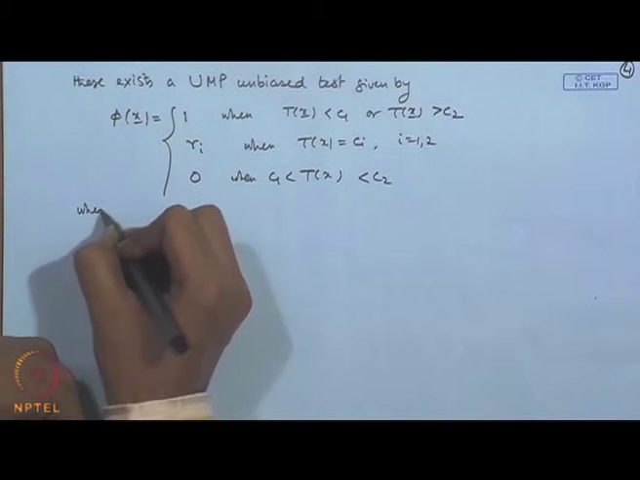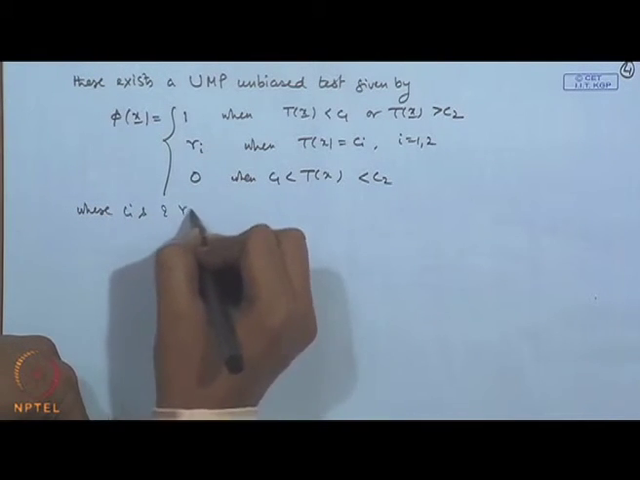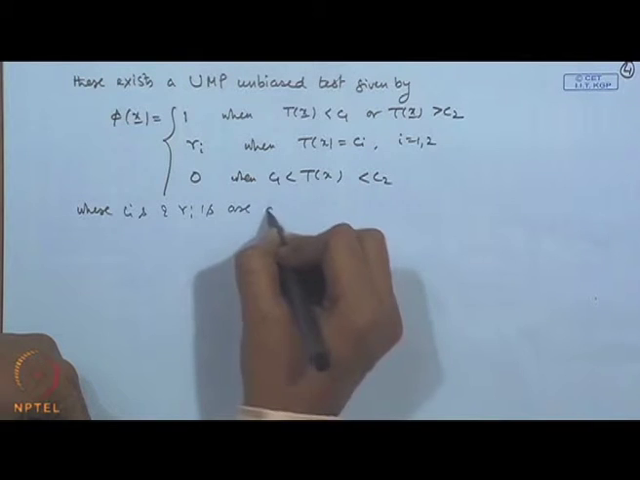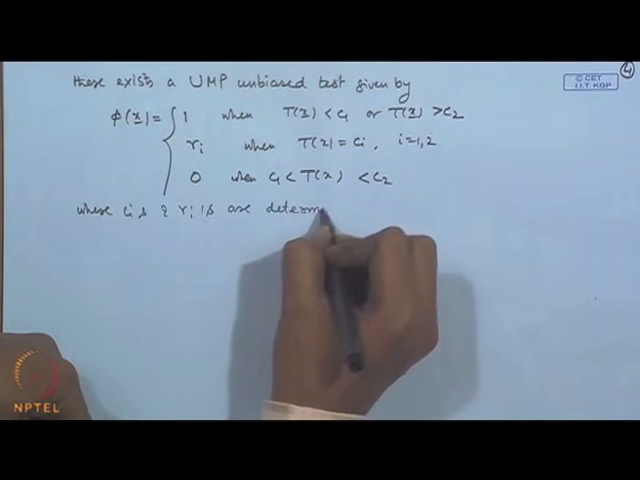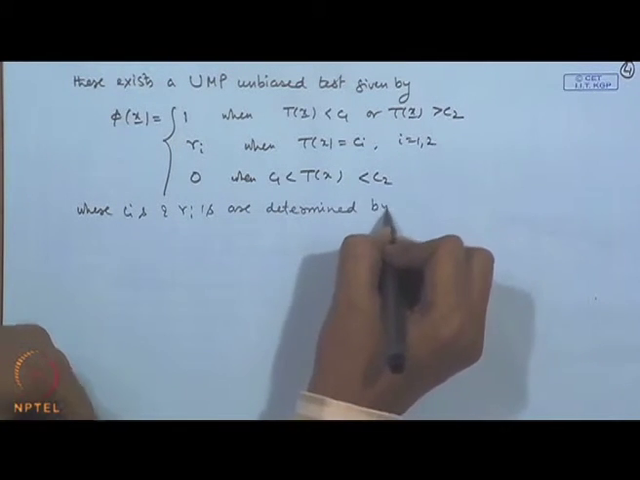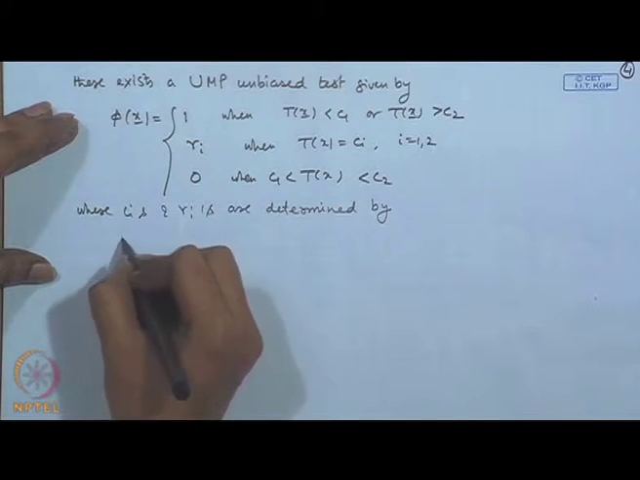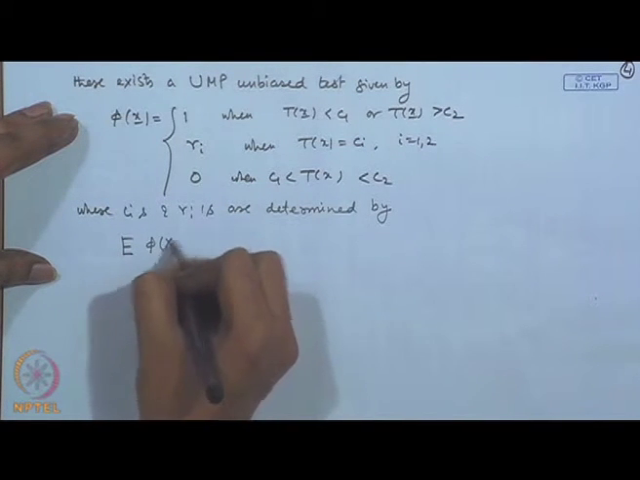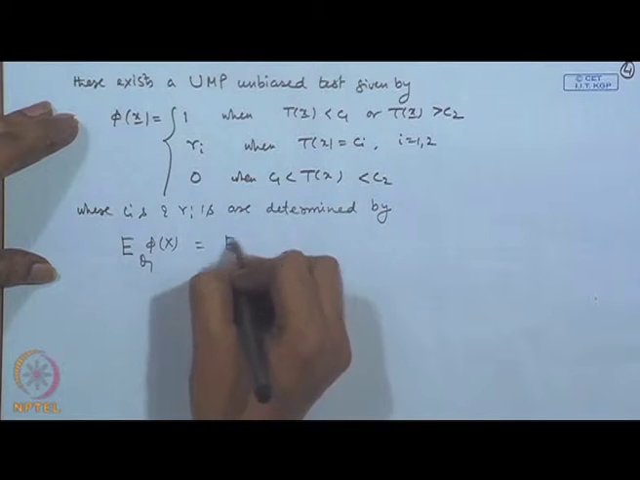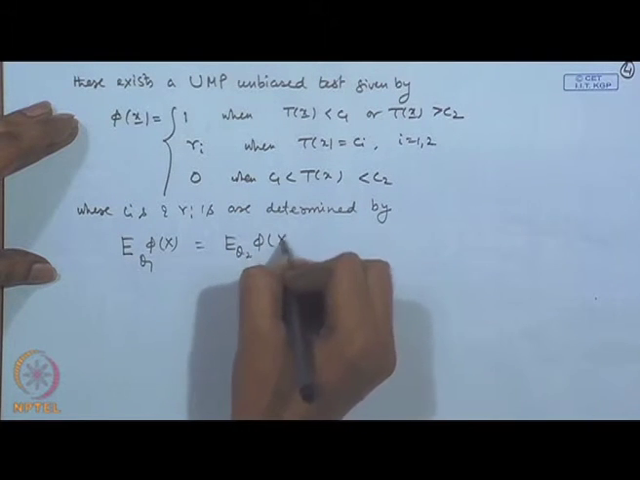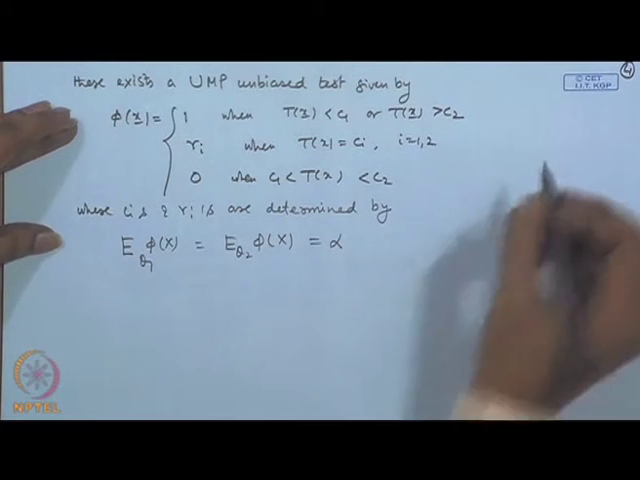where the ci's and gamma i's are determined by the expectation of phi(x) under theta 1 and under theta 2. This should be equal to alpha.